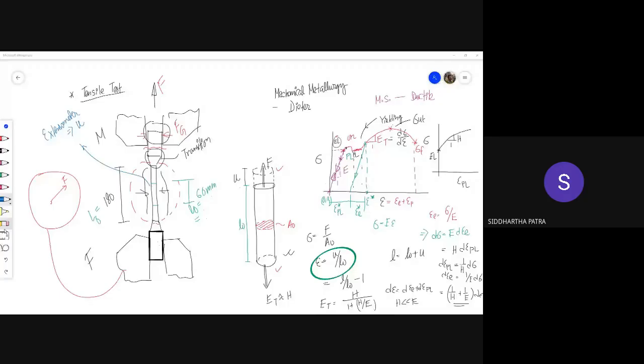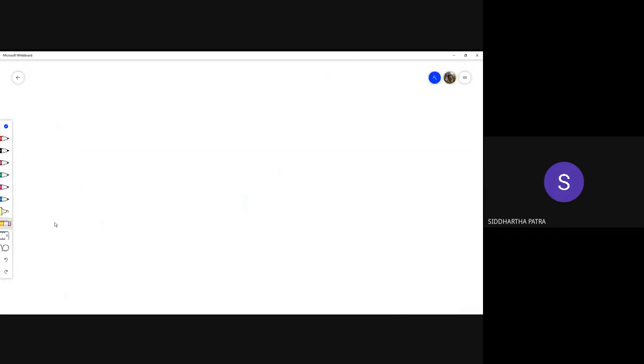and go back to our whiteboard. So two things to notice here. Number one, reduction in cross section, and number two, formation of a neck. So when does a neck form?